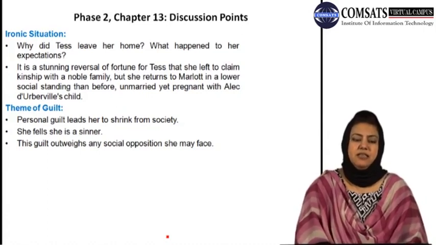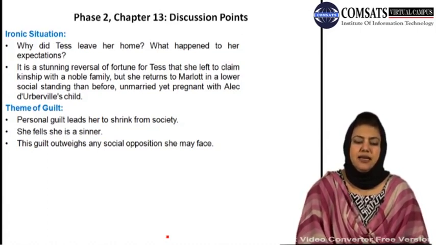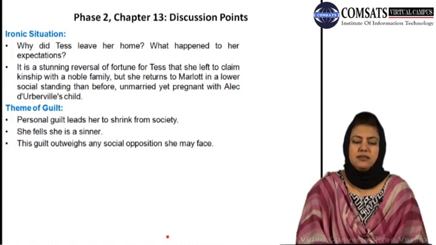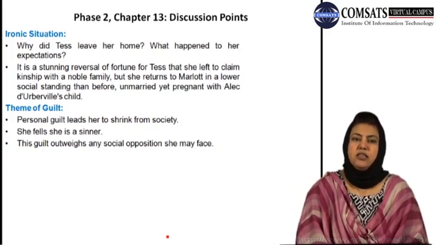Theme of guilt, as I have said earlier, recurs through the whole chapter again. It is her personal guilt that leads her to shrink from society. She feels that she is a sinner, she cannot face people, and she starts avoiding going out in the light. It would only be at night time that she would go out. This guilt outweighs any social opposition that she may face in the upcoming chapters.